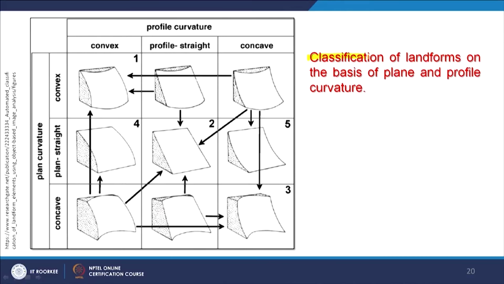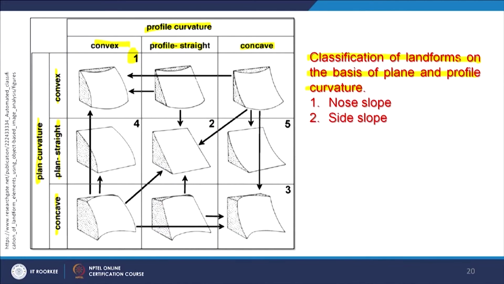So, a similar kind of thing, that classification of landforms on the basis of plan and profile curvature. So, here in this matrix you are having plan curvatures, here you are having profile curvatures, you are having convex, straight and concave. So, these will influence each other depending on the conditions.